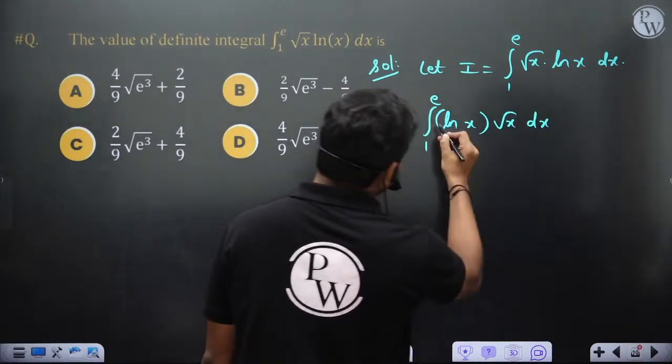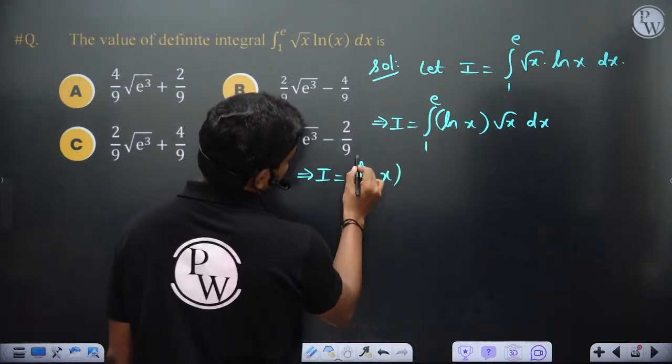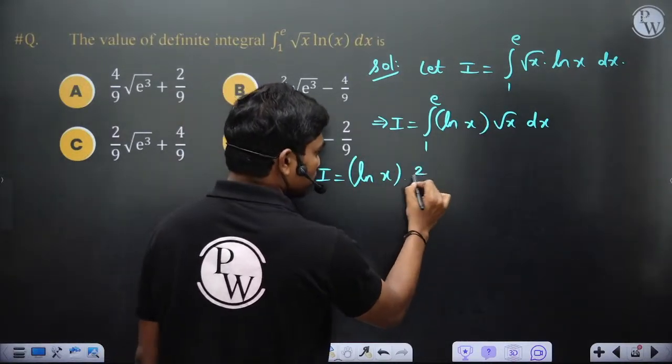Let's apply integration by parts: first function into the integration of the second. So what is the integration of root x? It is 2/3 x to the power 3/2.